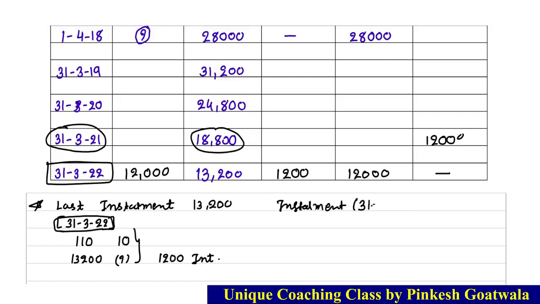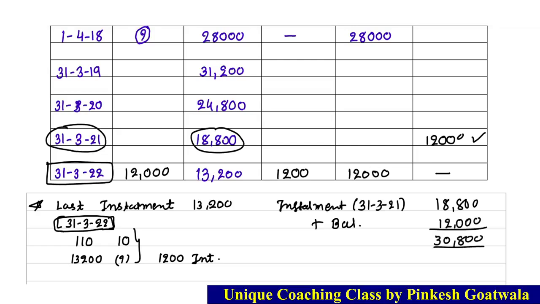Installment on 31st March 21 is 18,800. Here what we have to add is the balance. Okay, we will add the balance. How much is the balance? 12,000. Just add the balance. So what will the total be? 30,800. Okay, this total has come.